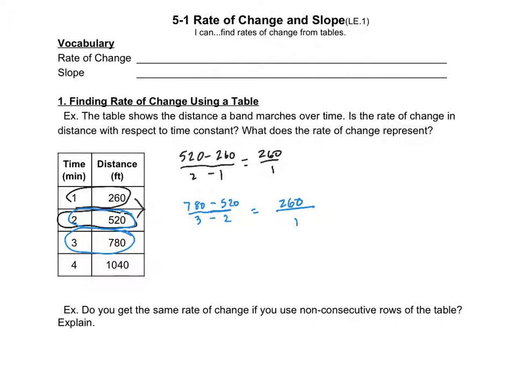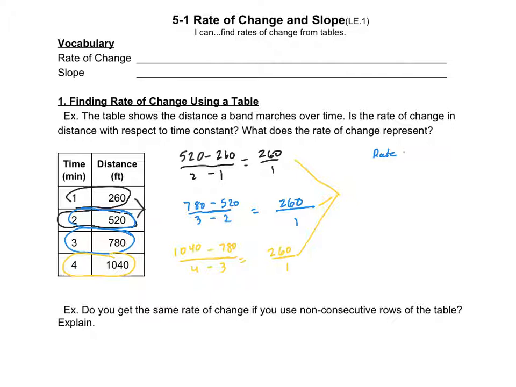And then finally, if I take this last set of values, and I have 1040 minus the previous term, that again is going to give me 260 over 1. So that rate of change is constant because it continues happening. And then in that case, I know that I should be looking at that as my rate of change.